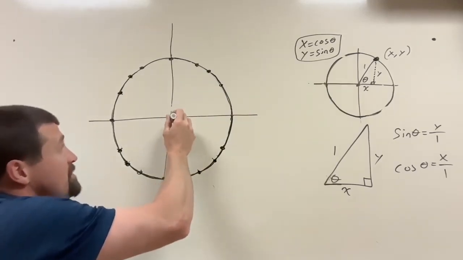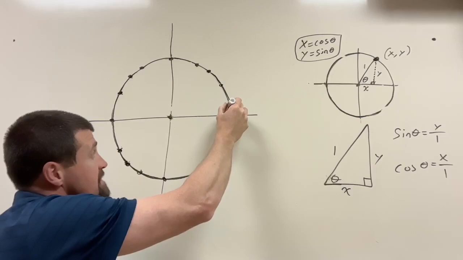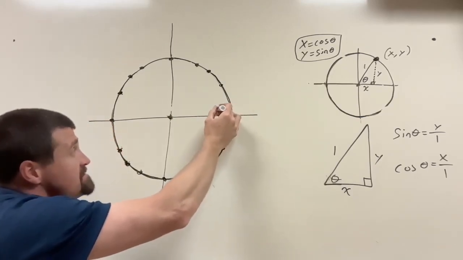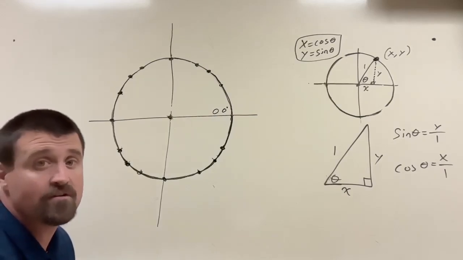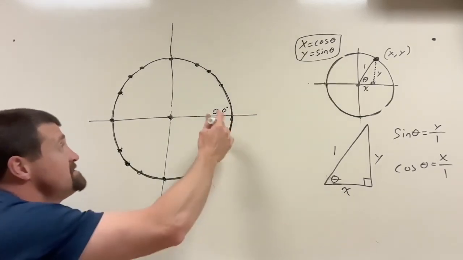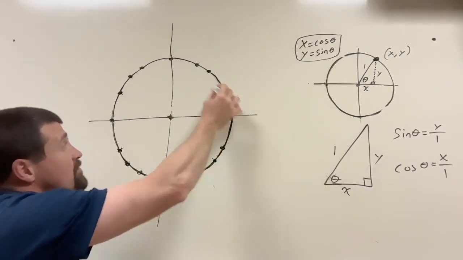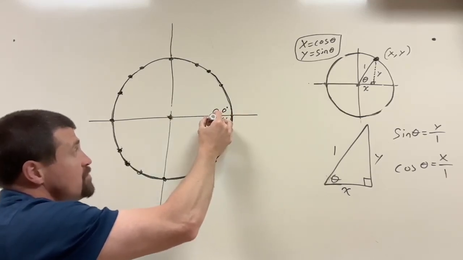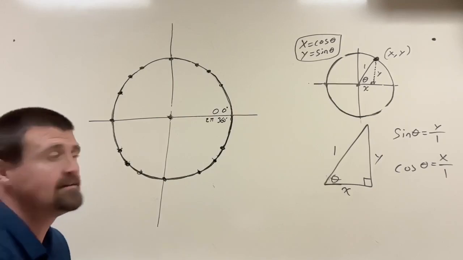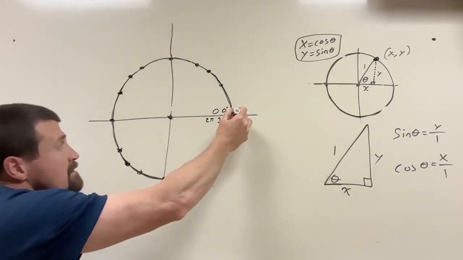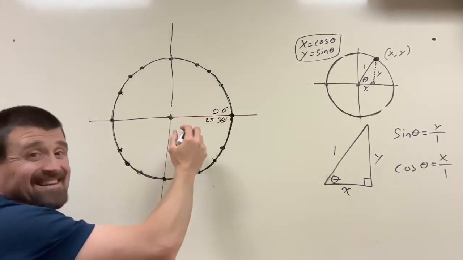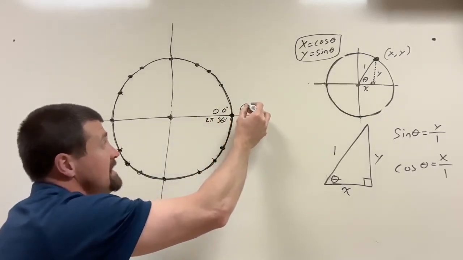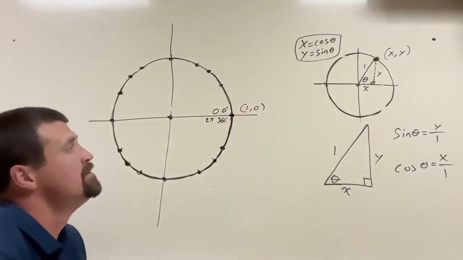So we're going to start with the angle 0, 0 degrees, okay, which is how many radians? That's 0 radians. So we have 0 degrees and 0 radians in the same place. This is also coterminal with 360 degrees or 2 pi radians, all right? The coordinate at that point is easy because it's just 1 to the right, 0 up and down. So the coordinate here is (1, 0).